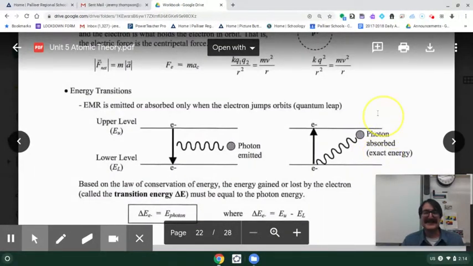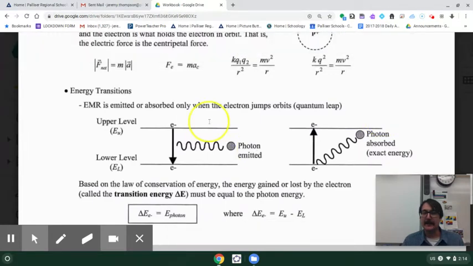Anyways, we have, of course, a photon emitted when an electron drops from an upper level to a lower level, shown here as EU to EL. And a photon can be absorbed when only the exact amount of energy is provided to the electron. It jumps up from one energy level to another and absorbs that photon. The photon ceases to exist.